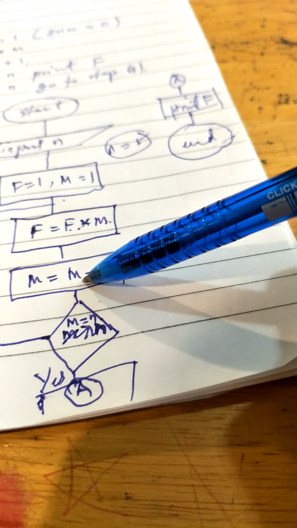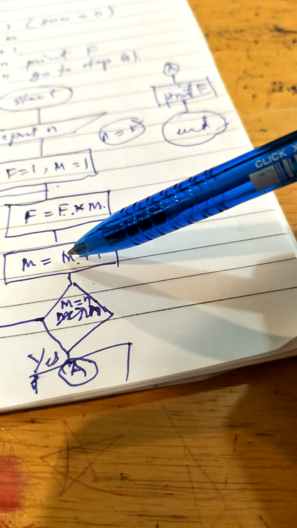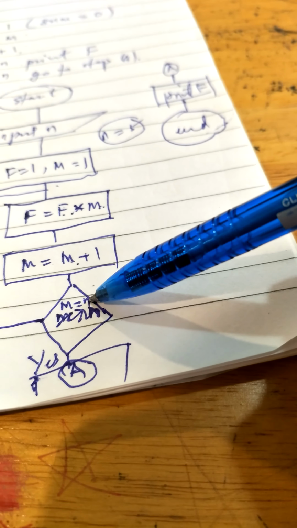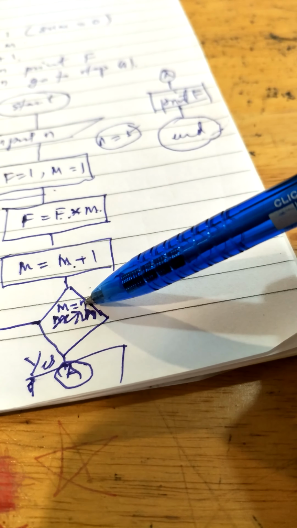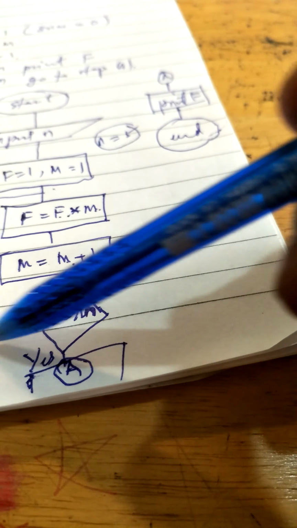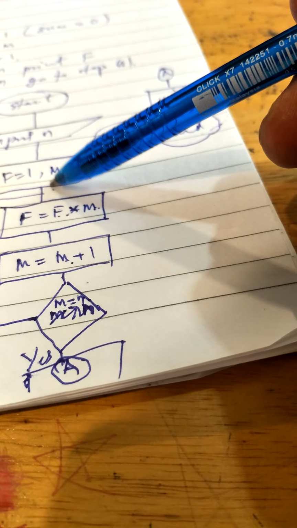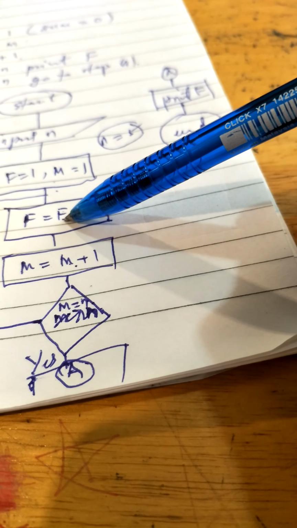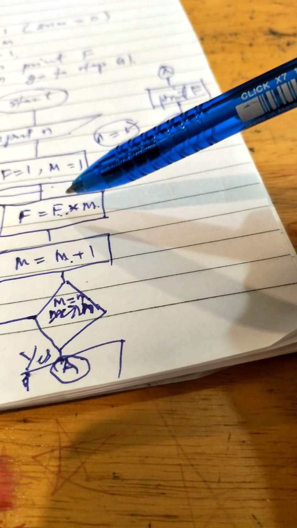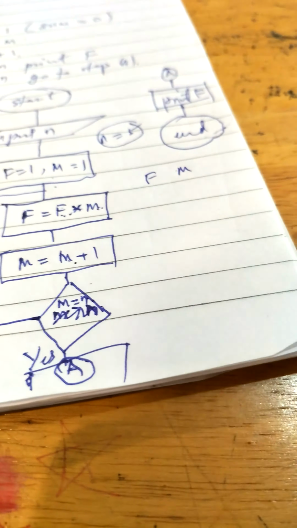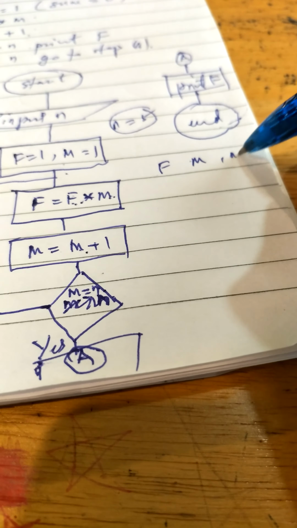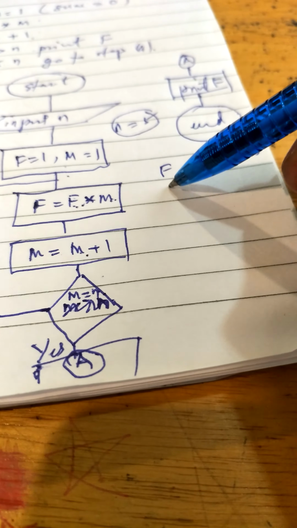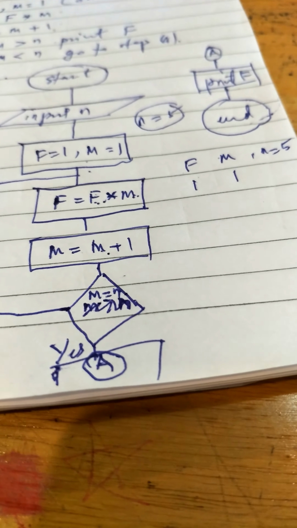Then we increase m. Now m is 3. 3 equal to 5? No. Okay. Then we're going up. What is f? Okay, put this way. F and m. Initial value m is 1, and n, you put n is 5. Initial value f is 1, m is 1.